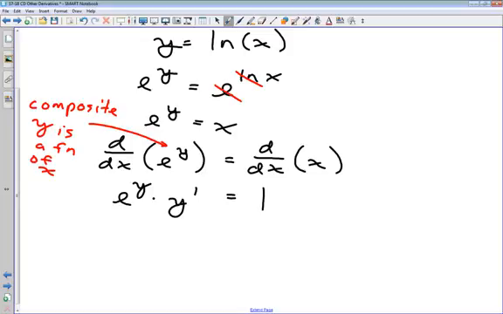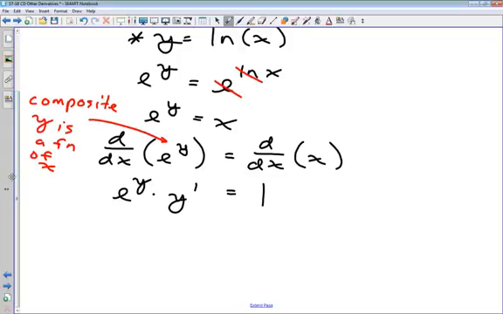Now, what are we actually trying to find here? We're trying to find the derivative of our original function, y equals ln x. So we want to take this expression that we've got here and solve for y prime. So let's see, how can we do that? Well, what is e to the y?